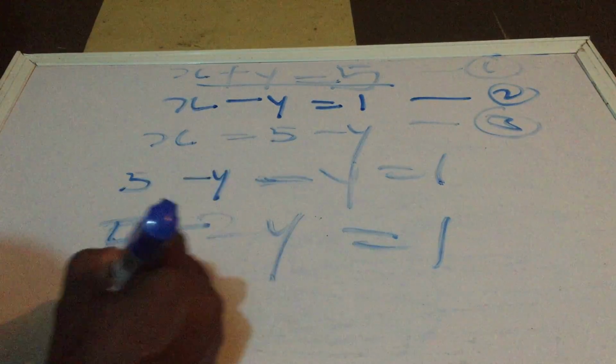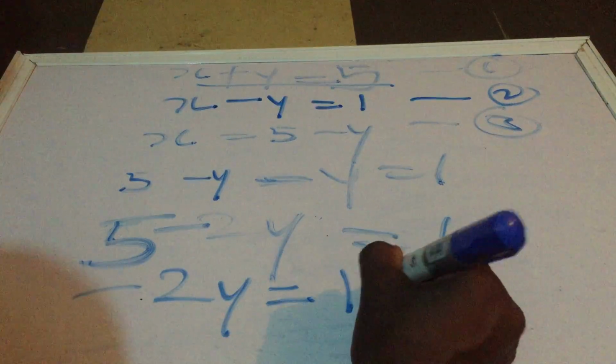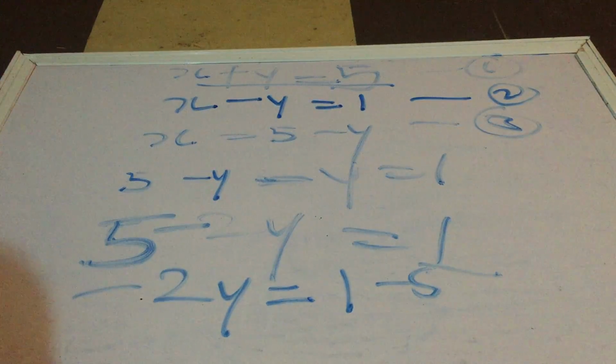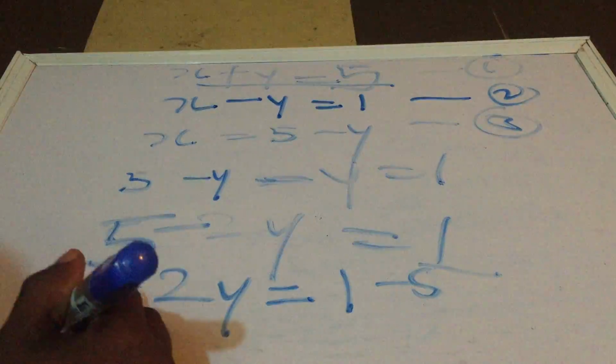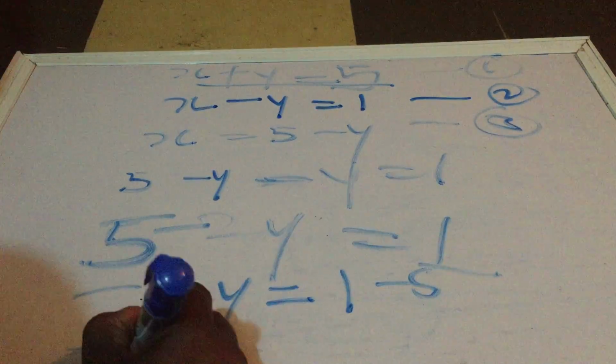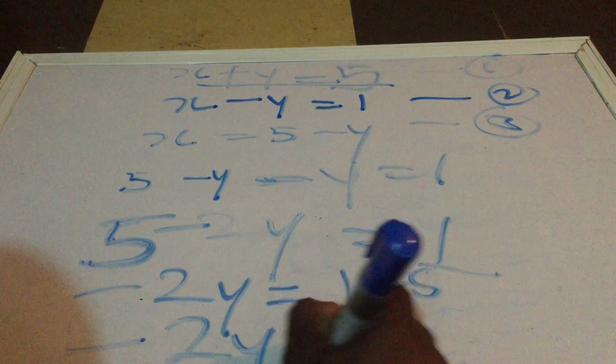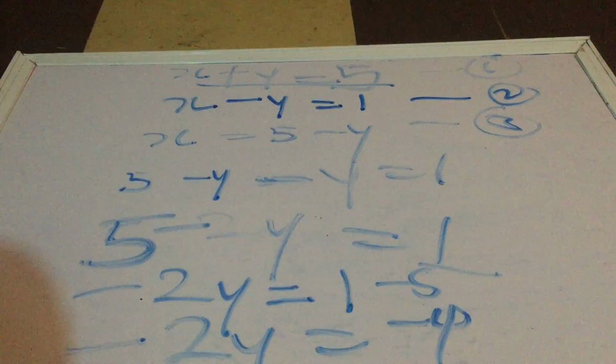We make the minus 2y the subject of the formula. Then we take 5 to the other side by saying equal to 1 minus 5. Then minus 2y is equal to minus 4. Then we divide by minus 2. Minus 2 cancels minus 2. That's y is equal to 2.